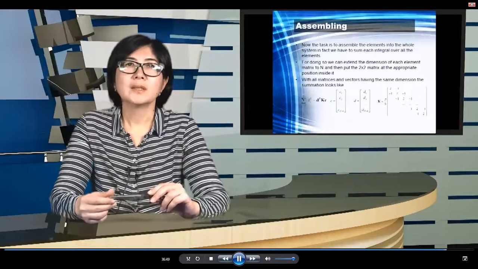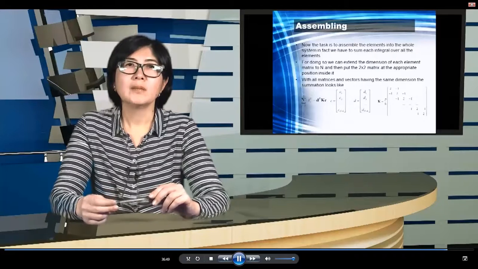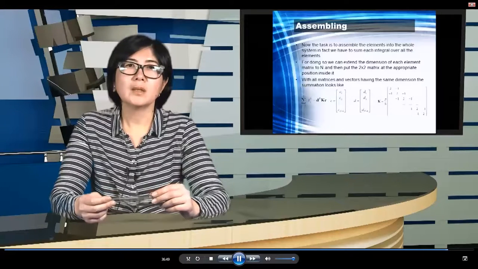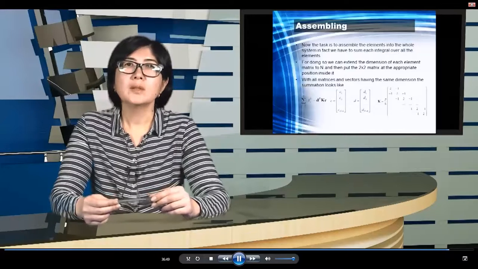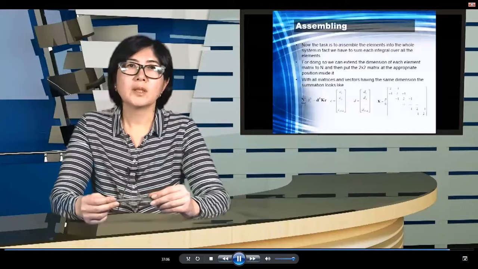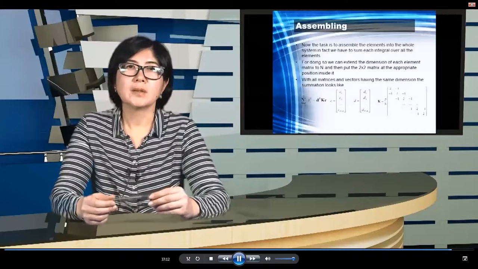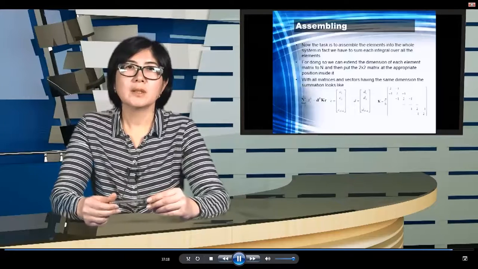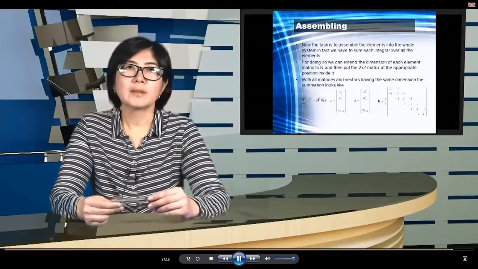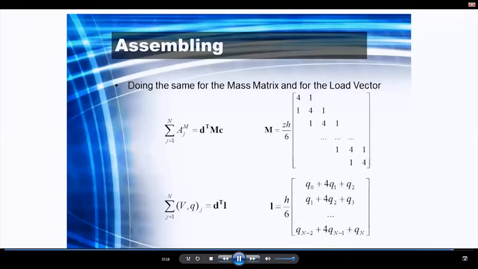Now the task is to assemble the elements into the whole system. In fact, we have to sum each integral over all the elements. For doing so, we can extend the dimension of each element matrix to n and then put the matrix at the appropriate position inside it. With all matrices and vectors having the same dimension, the summation looks like this. We do the same for the mass matrix and for the load vector.